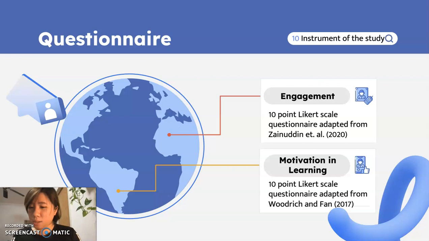For the following instruments, we have the questionnaire or the survey. So the questionnaire will be a 20-question survey. First 10 will be to do with the engagement. So there will be a 10-point Likert scale questionnaire adapted from Zainuddin et al. 2020. And the second half of the survey will be motivation in learning, which is a 10-point Likert scale questionnaire adapted from Woodridge and Fan 2017.